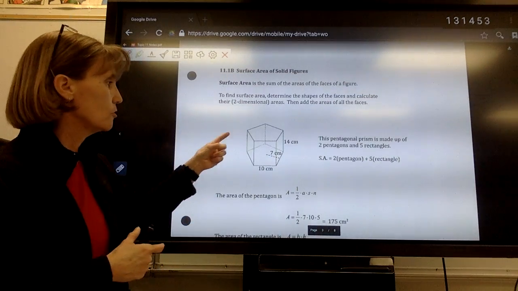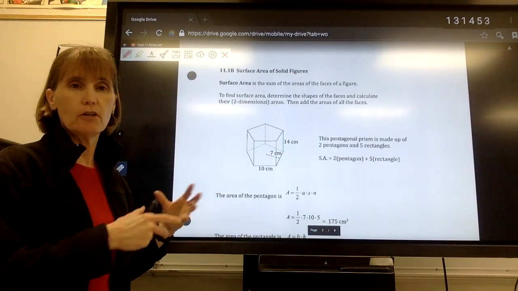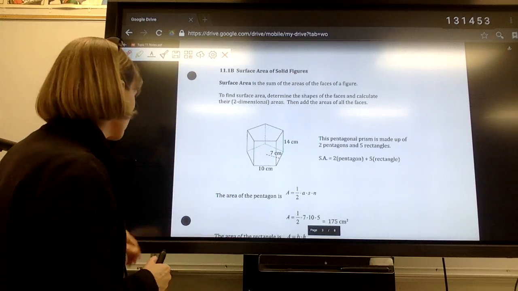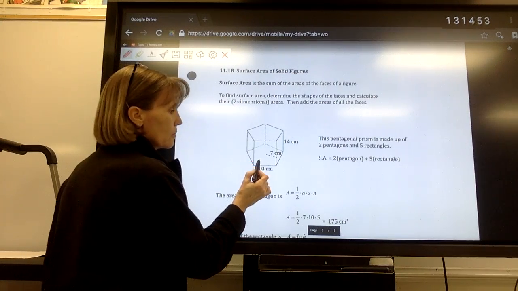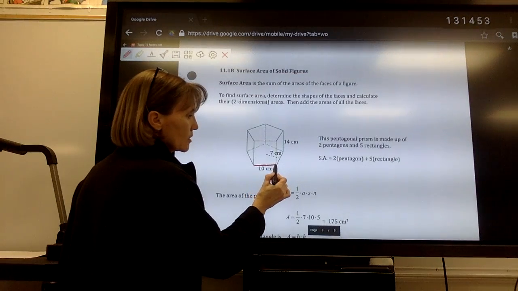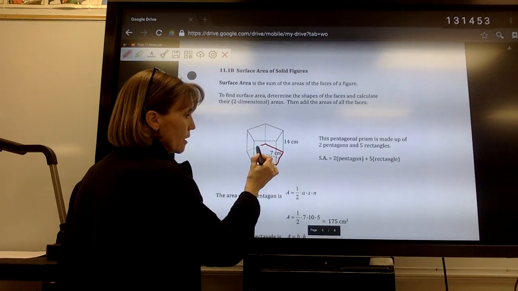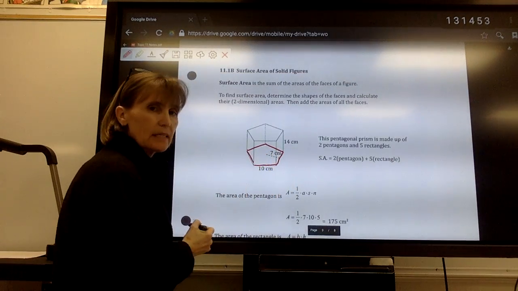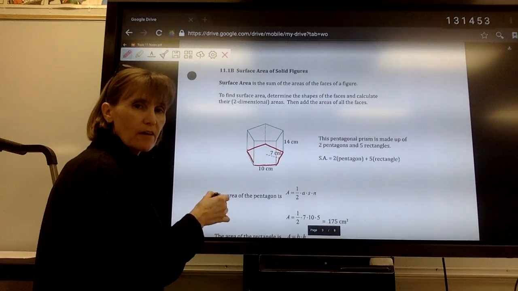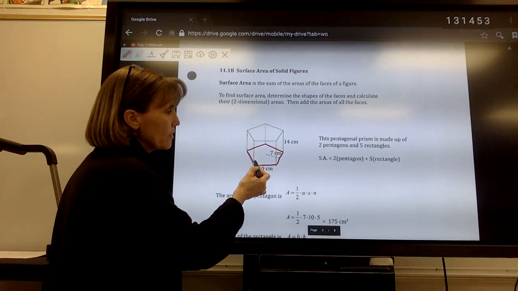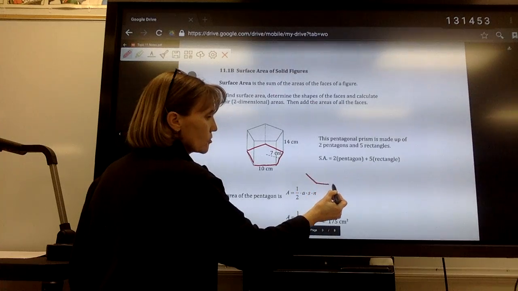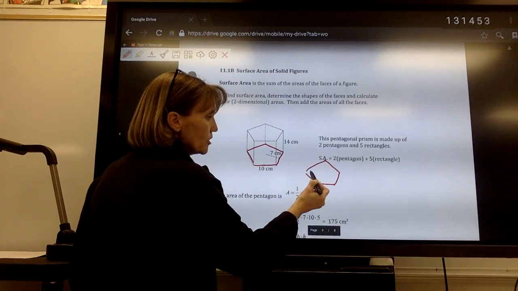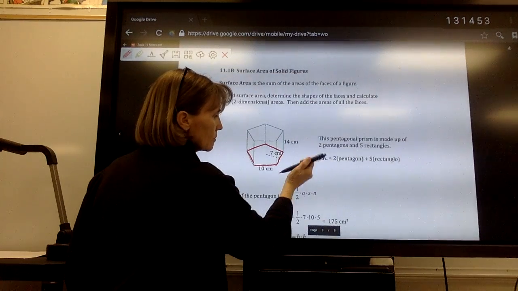And so what you need to do is take a solid figure and break it down into its faces. So for example, this is a pentagonal prism. It's called pentagonal because the base of it is a pentagon. Now, how many of the faces of that figure will be pentagons? The bottom that it sits on and the top are both going to be pentagons, right? So there's going to be 2 of those pentagons.